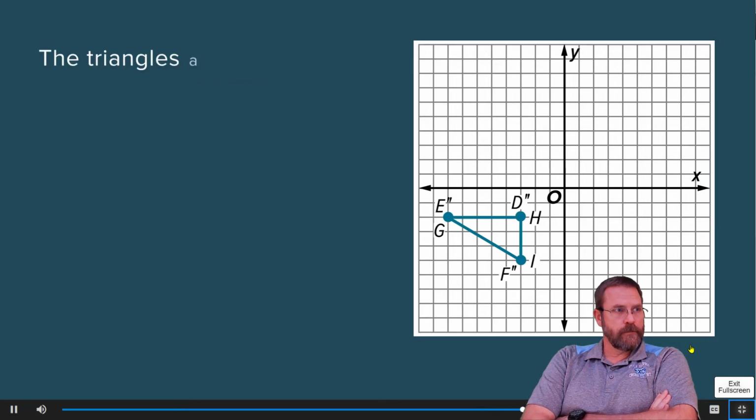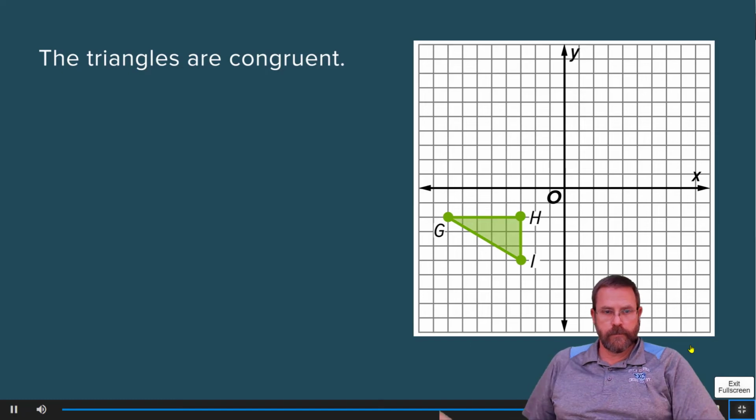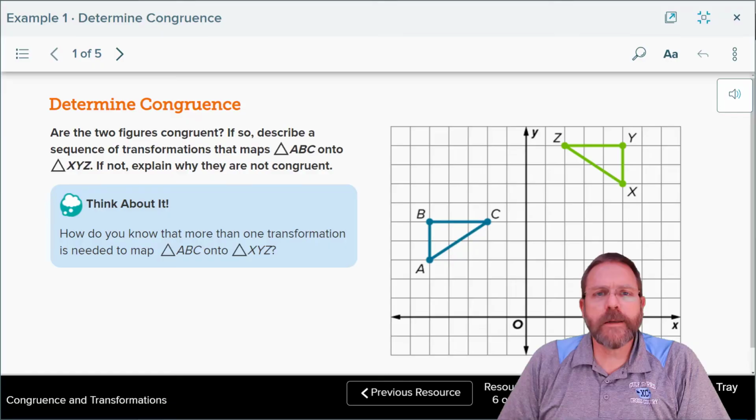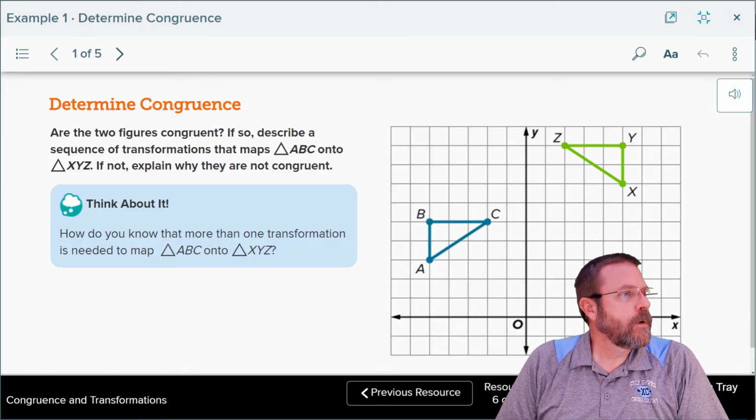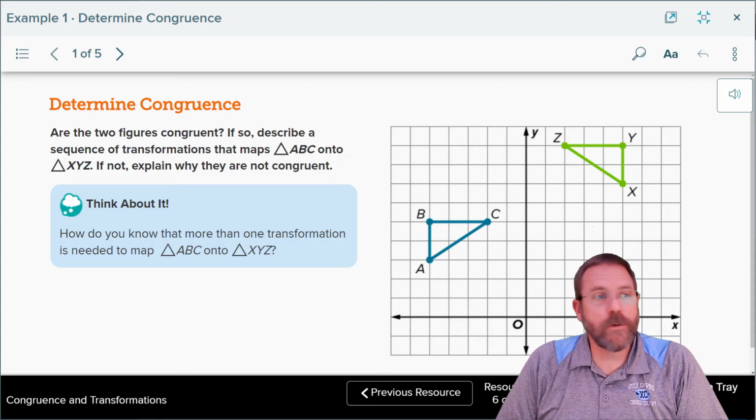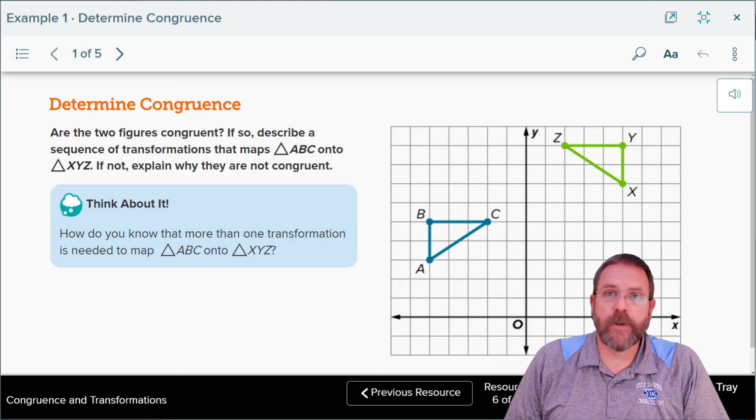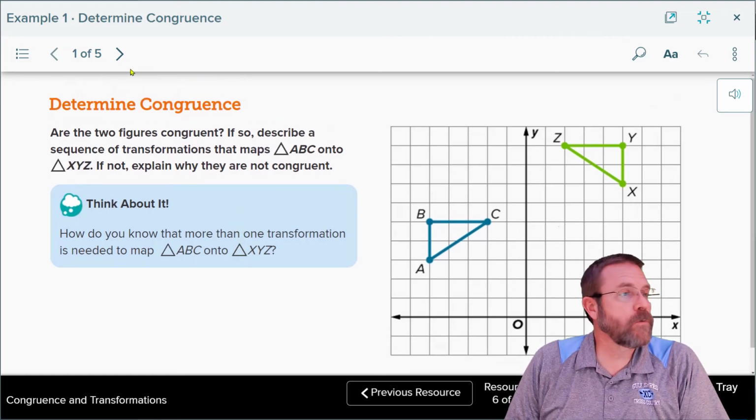So, the triangles are congruent because triangle DEF can be mapped onto triangle HGI by using a sequence of a rotation, a reflection, and a translation. Let's take a look at example number 1. Are the two figures congruent? If so, describe the sequence of transformations that maps triangle ABC onto triangle XYZ. If not, explain why they're not going to be congruent.